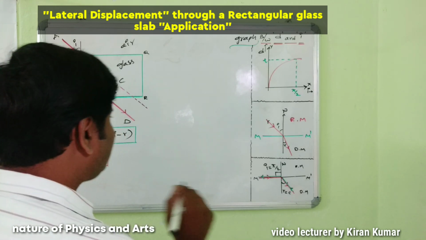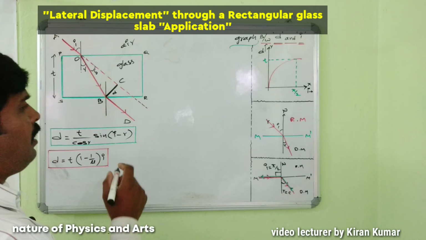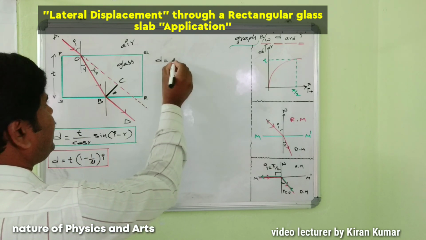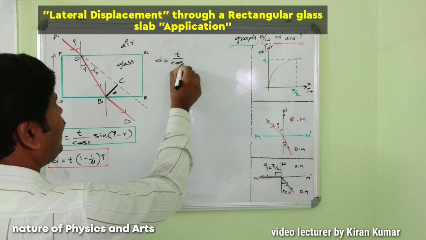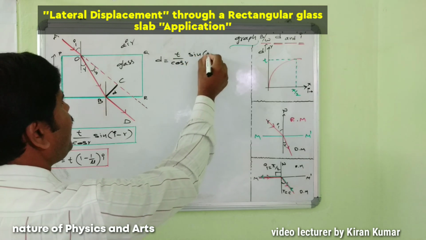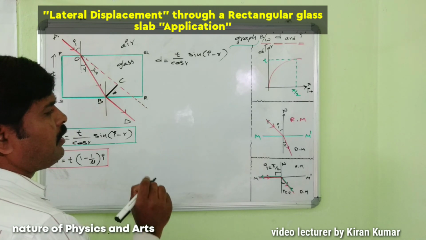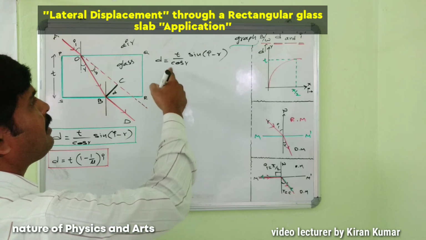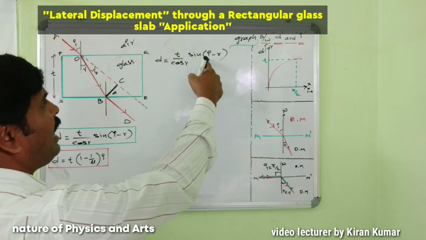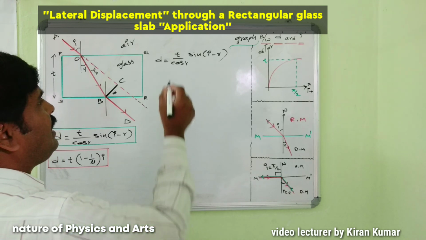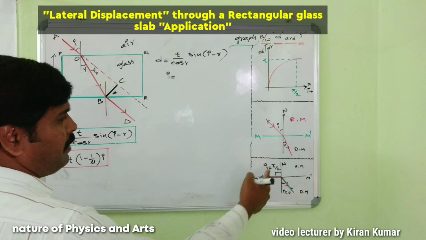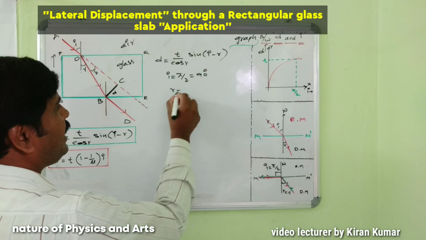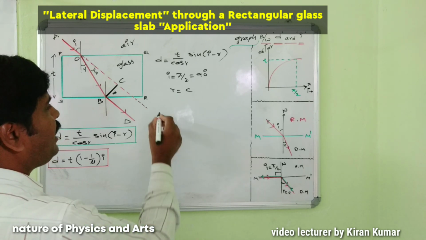Based on that, we will discuss the same equation for lateral displacement: d is equal to t divided by cos r, sin(i minus r). Try to understand the values step by step. Now taking the cos r value and the sin(i minus r) values. Here i is equal to pi by 2, that is equal to 90 degrees, and r is taken as c. These values are replaced in the above equation.